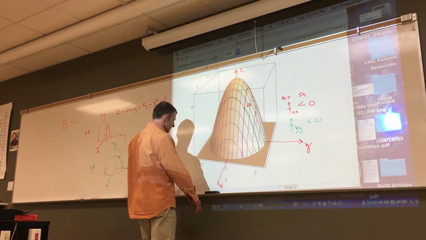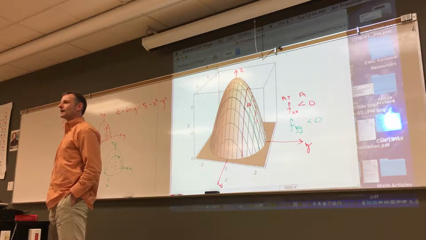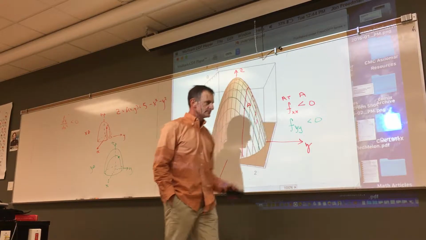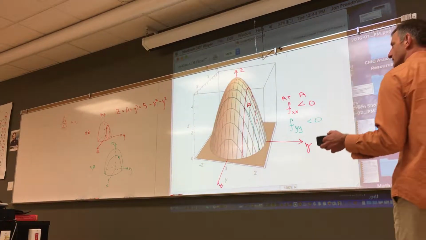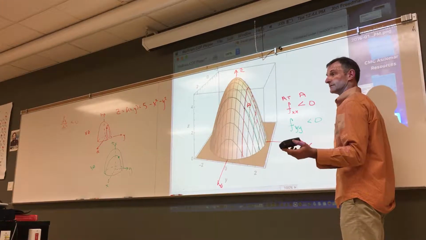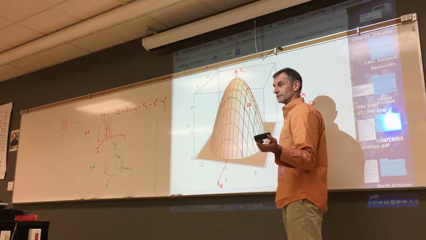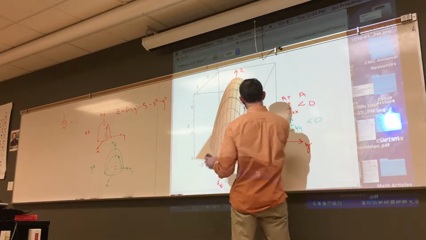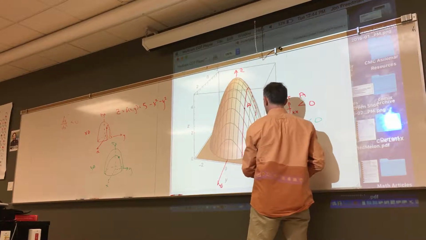Where it starts to become a little more fascinating is when I mix my partial derivatives. This is one of the things that makes multivariable calculus more interesting, because you don't get this option in Calc 1. You're going one way. So let me erase this guy for the time being.